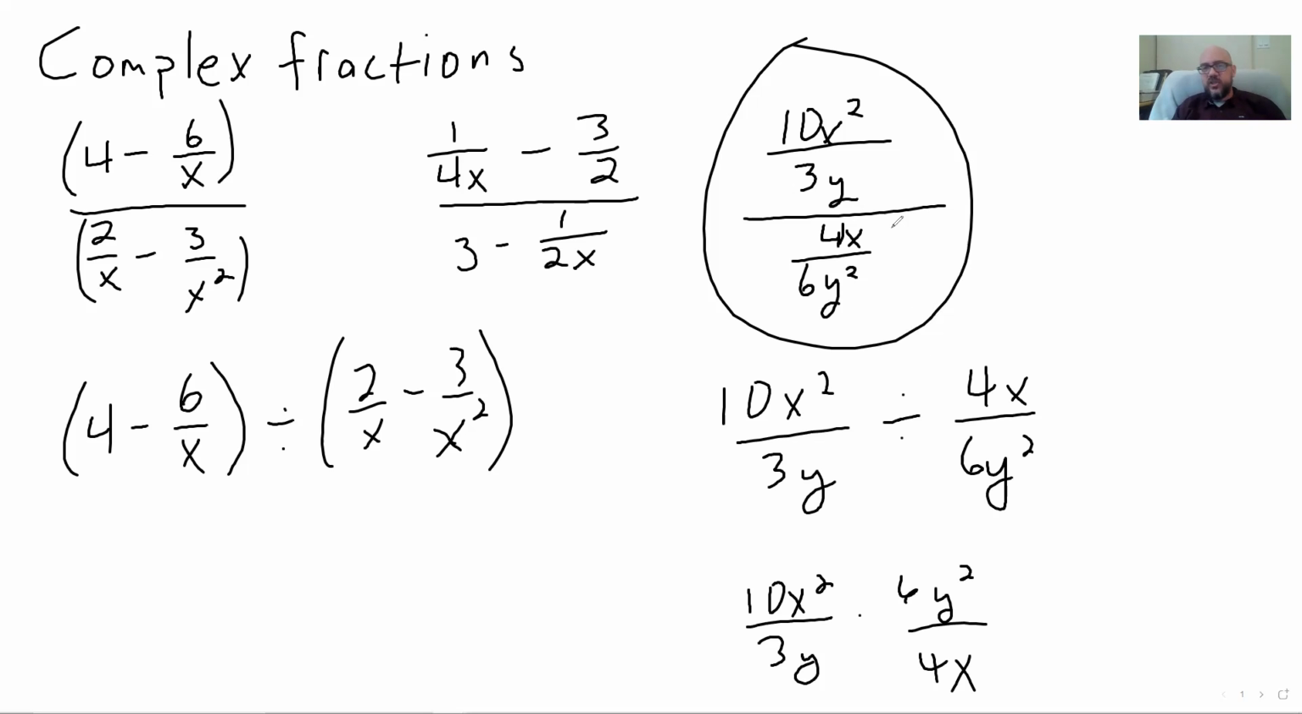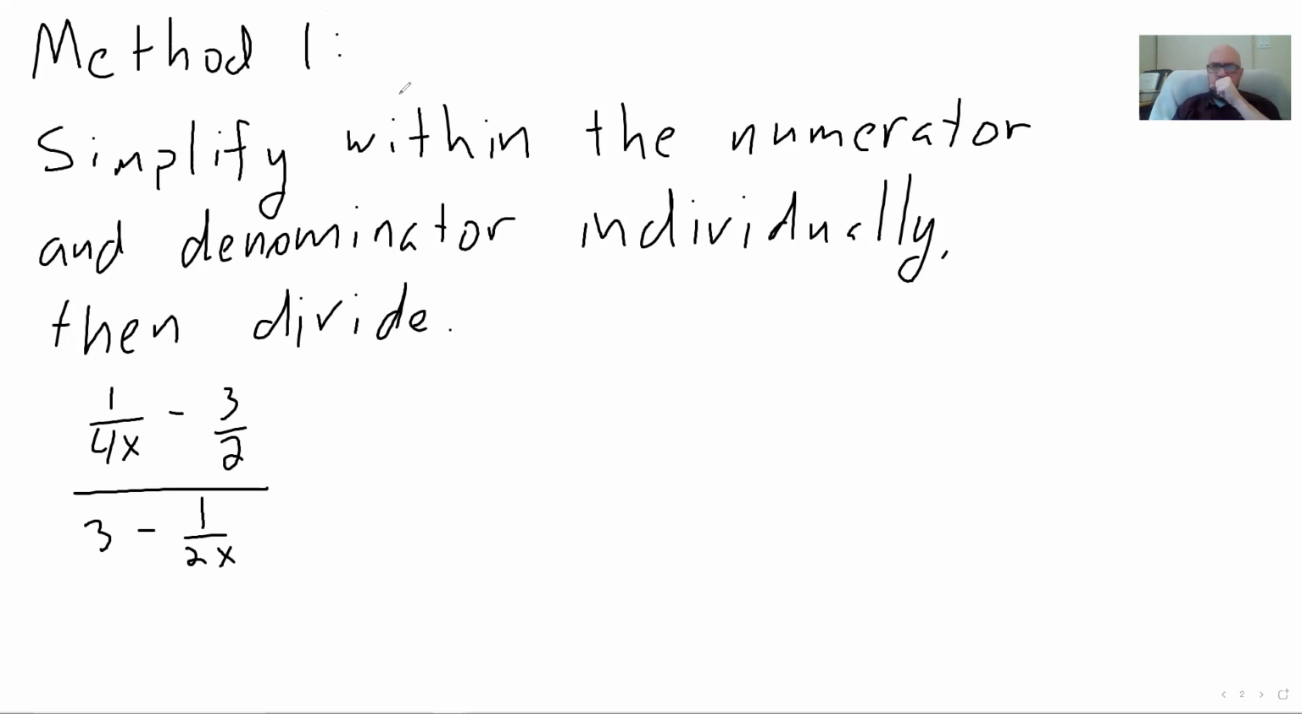So this is just division, right? Your big fraction bar is your division sign. So let's see how to do these. The first one we're going to learn is what your book calls method 1, which seems like a fine name to me. Method 1 is just you simplify within the numerator and denominator individually, and then at the end you put them together. You just divide at the end.